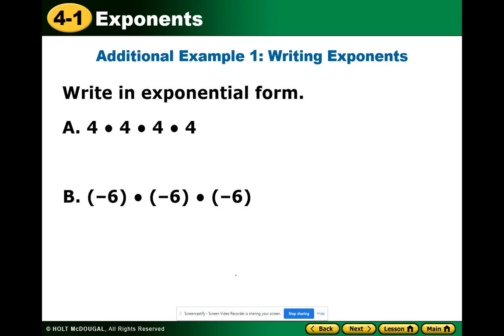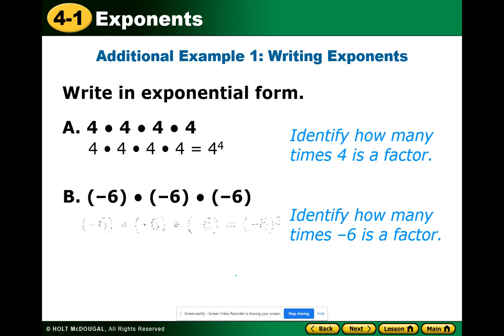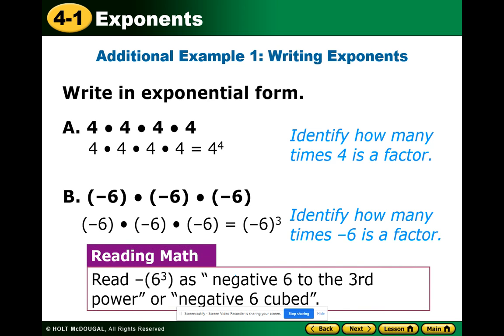Now on here, we'll see that there are 4 4s, so that would be 4 to the 4th power. On here, negative 6 3 times, so that would be negative 6 to the 3rd power. It is very important that it be written this way. This is saying negative 6 to the 3rd power. But if we look down here in the reading math, that is saying the opposite of 6 cubed. So those are different answers.